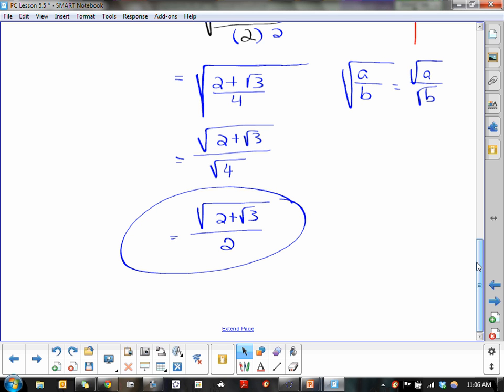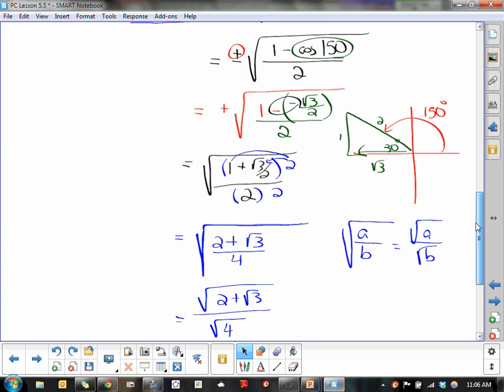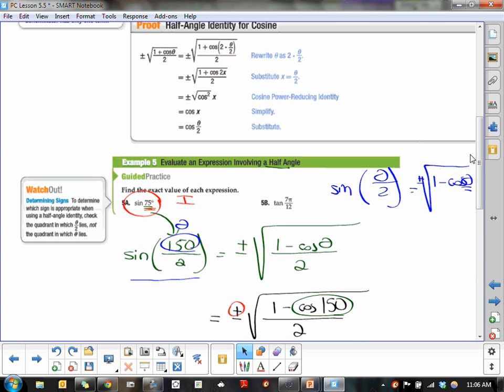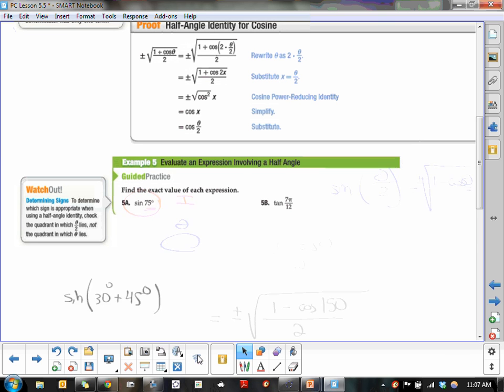Now, we could use our sine of a sum identity on this too. It's just that they were descriptive in saying, use your half angle identity. And we did this same problem earlier as the sine of 30 plus 45 degrees, and then we used the sine of a sum identity. It will give you the same answer. Okay, so let's go to a radian measure.